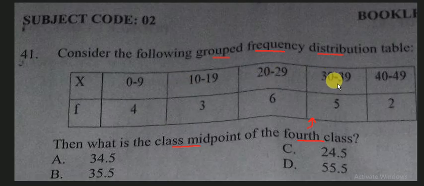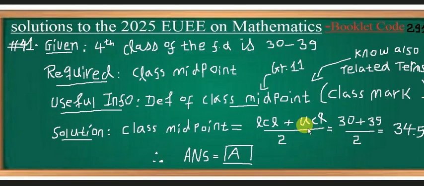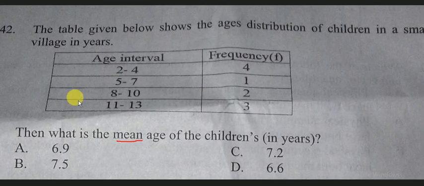For the fourth class. This is the fourth class. So for the fourth class, lower class limit is 30. Upper class limit is 39, and the average of these two is 30 plus 39 divided by 2, and this is 34.5. So the answer is A, 34.5. Next problem, problem number 42.